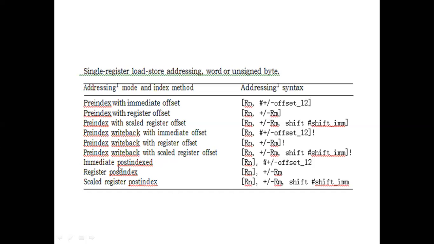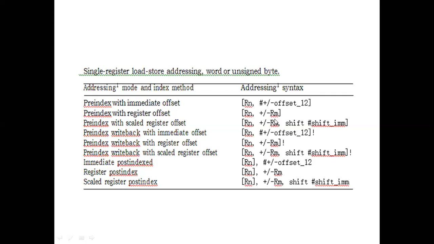And similarly, we have immediate post indexed, that is Rn plus or minus offset, and register post index. So that is for all three types of addressing. We have three different options. One, you can have only the offset, which is an immediate value. Or you can consider the contents of a register as an offset. Or you can consider the contents of a register with the shift value as the offset value.